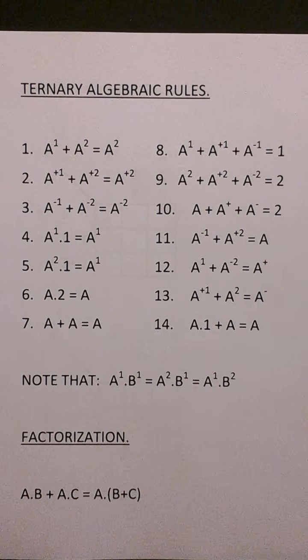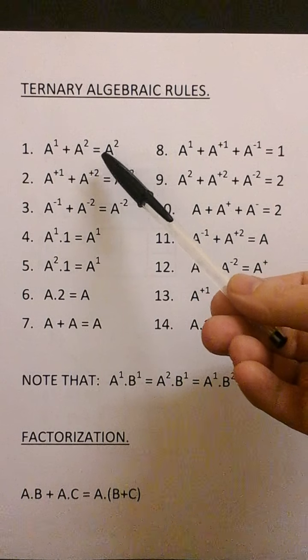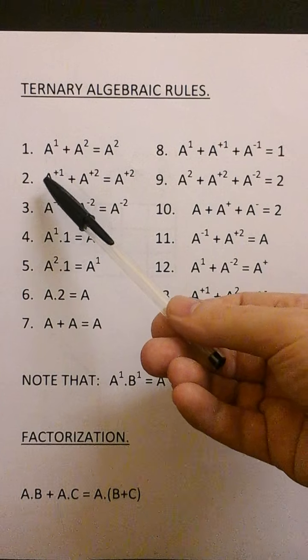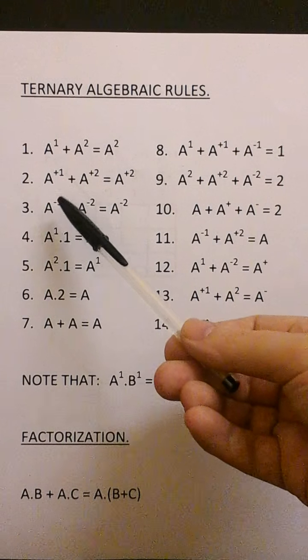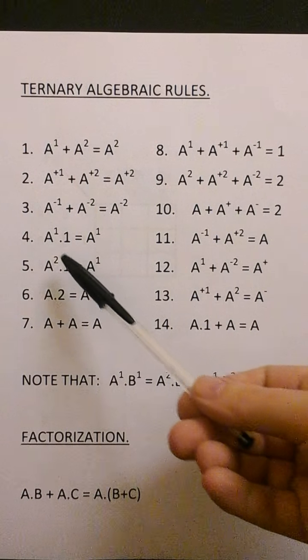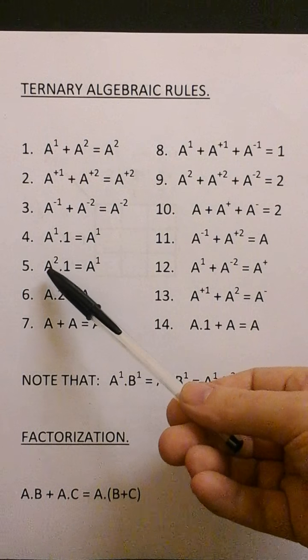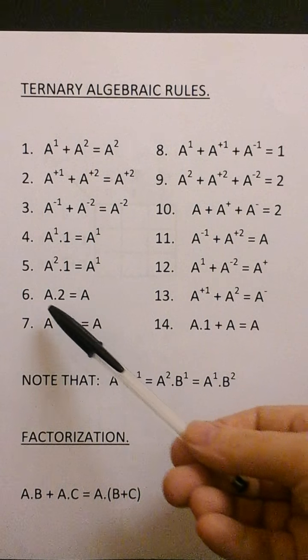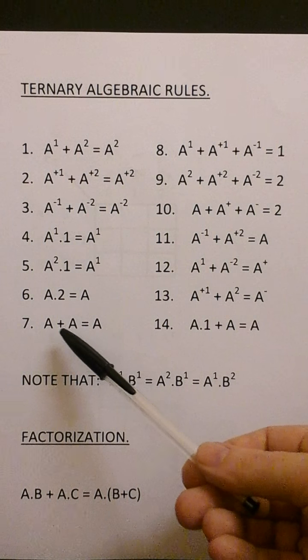Here I have some ternary algebraic rules. Firstly, A1 max A2 equals A2. A plus 1 max A plus 2 equals A plus 2. A minus 1 max A minus 2 equals A minus 2. A1 min 1 equals A1. A2 min 1 equals A1. A min 2 equals A. A max A equals A.